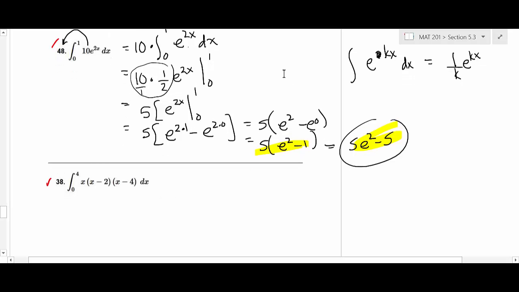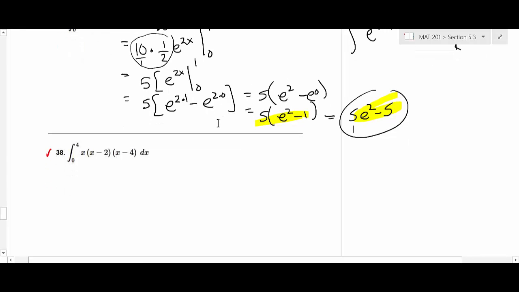All right, so that's what you've got to look forward to. And integrals are a lot harder than derivatives. They really are. All right, let's do this last one here. Now this one, the only thing that you could do at this stage is just to multiply that out.